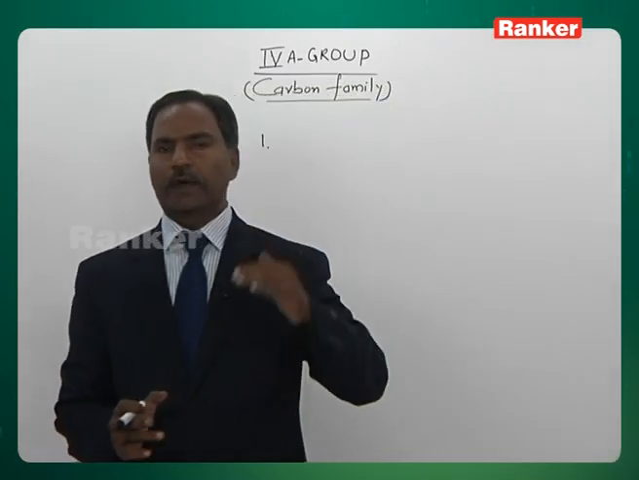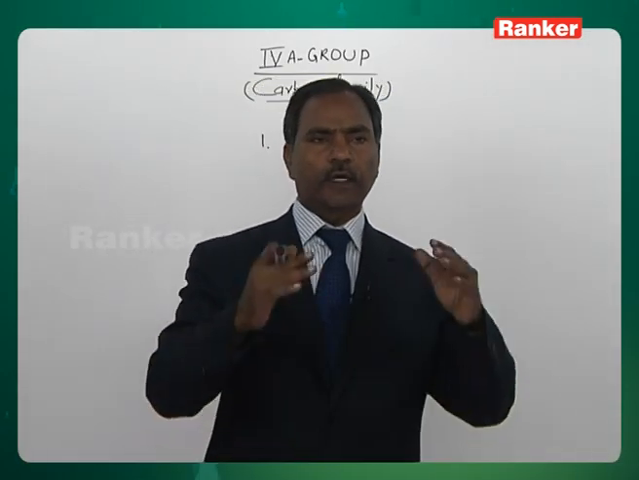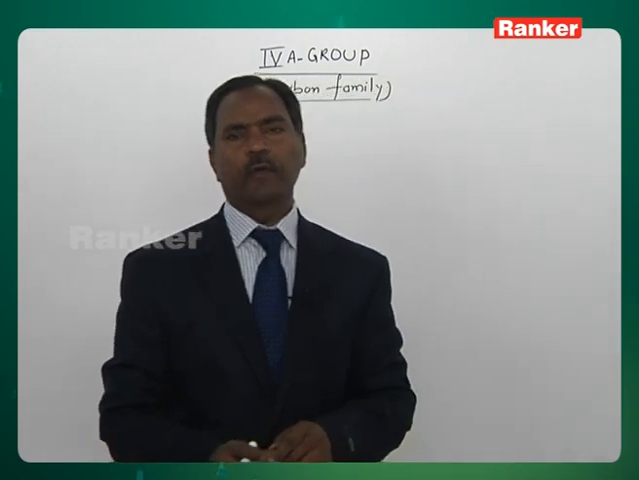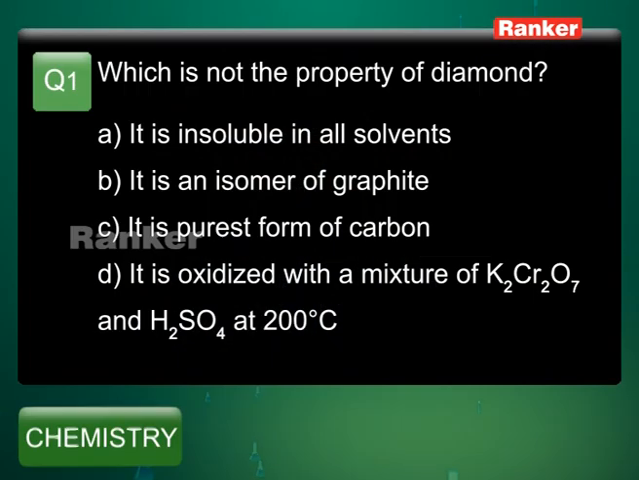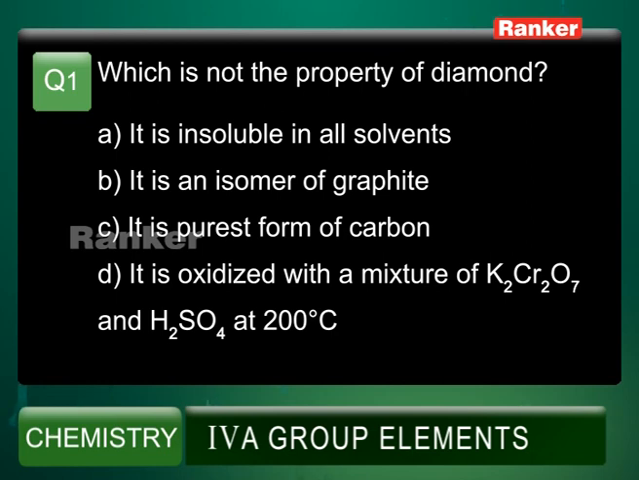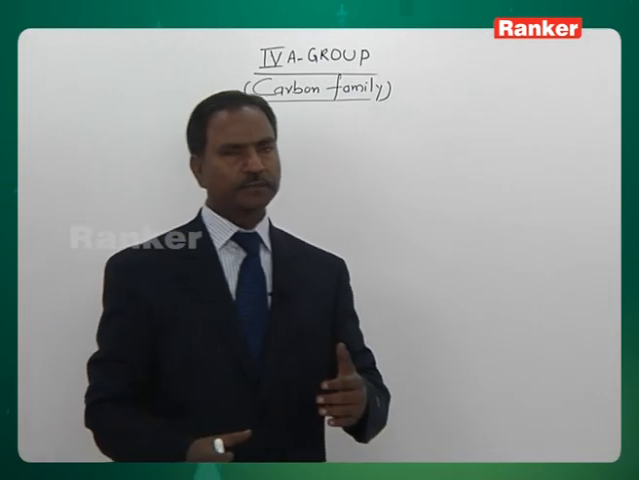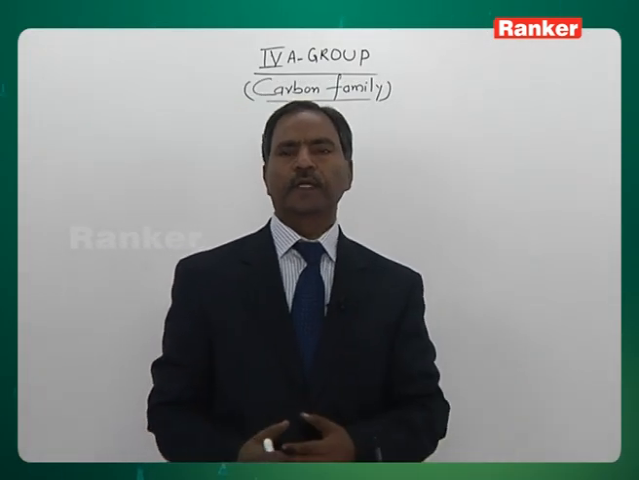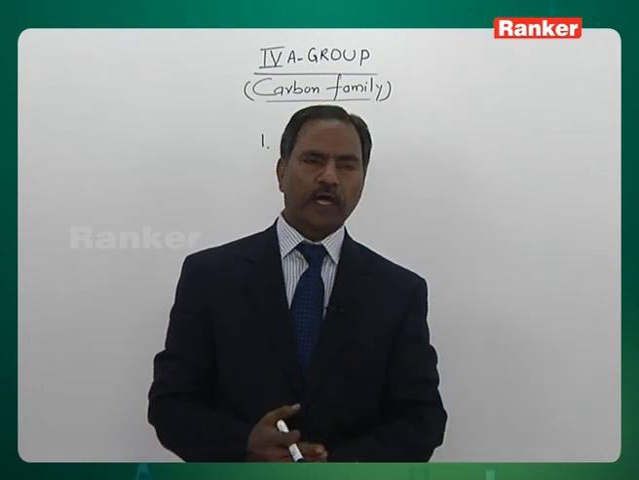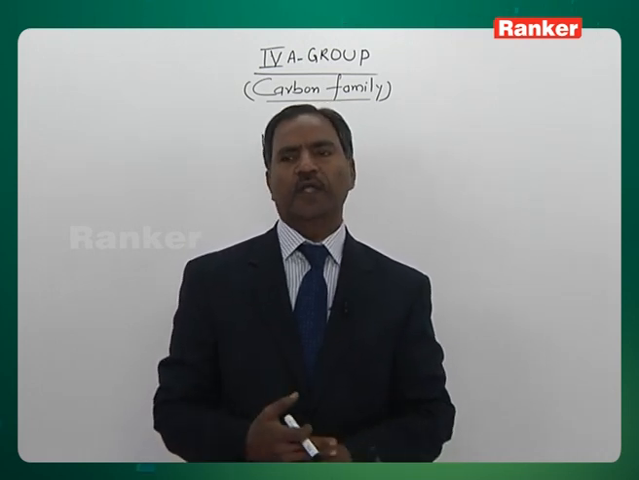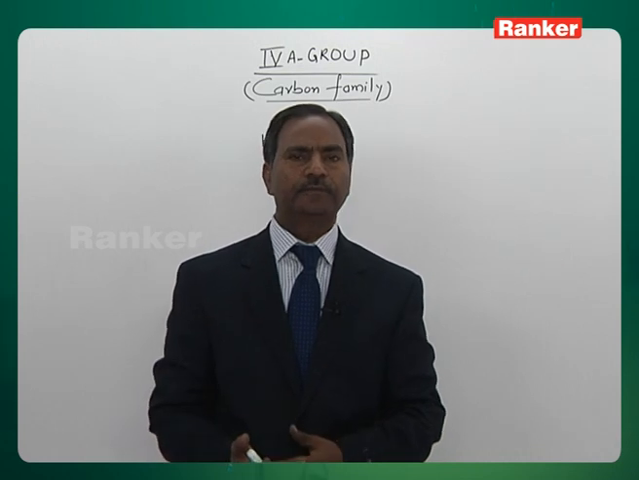The purest form of carbon, we agree. Diamond is actually one of the purest forms of carbon among all the allotropes. It is oxidized with a mixture of potassium dichromate and sulfuric acid at 200 degrees centigrade. Yes, whenever diamond reacts with acidified potassium dichromate, it is oxidized to produce carbon dioxide.